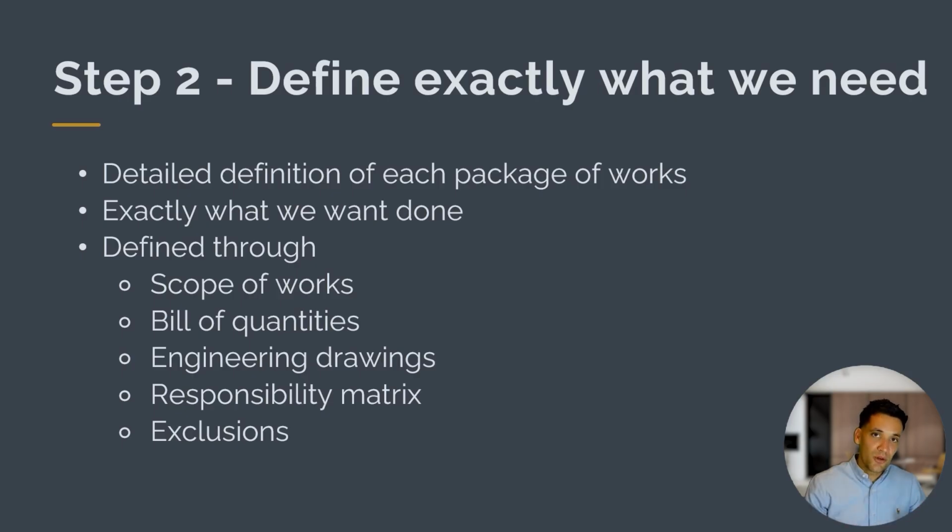Then in step 2, we take this list of packages we need to procure from the market, and we want to define in excruciating detail exactly what we want. So we give a detailed definition of each package of works, and this is defined through a scope of works document, a bill of quantities, engineering drawings, responsibility matrix, and a list of exclusions. So we give a detailed description of exactly what we want a potential subcontractor or supplier to do.